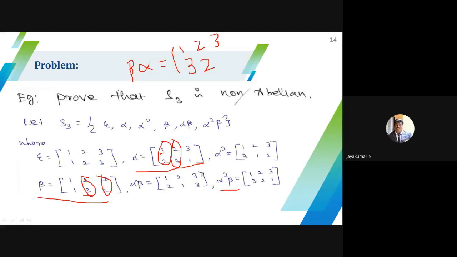What is beta into alpha square? Here 1 maps onto 3, 3 maps onto 2, finally 1 maps onto 2. 1 maps onto 2 means either alpha or alpha beta. So I need one more image. The image of 2 in alpha square is 1. The image of 1 in beta is 1. So finally 2 maps onto 1. So definitely it becomes alpha beta. Did you understand what I said?